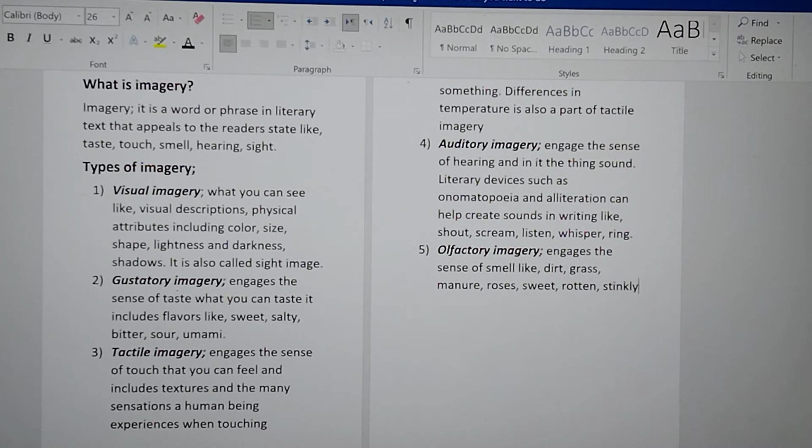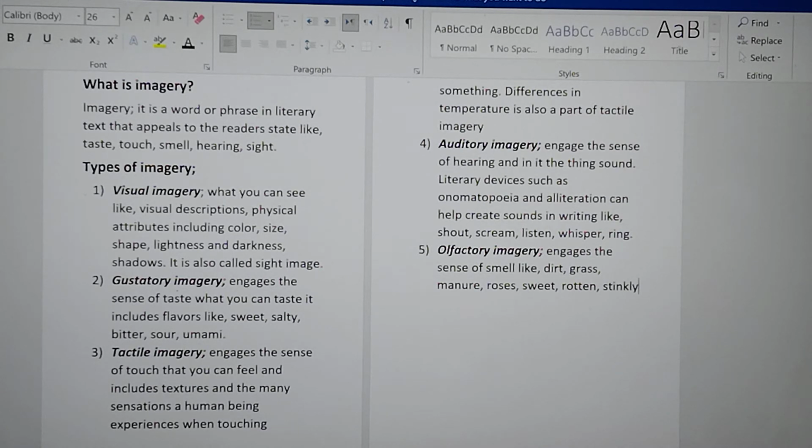And the third one is tactile imagery. It engages the sense of touch, that you can feel, and includes textures and the many sensations a human being experiences when touching something. Difference in temperature is also a part of tactile imagery. So tactile imagery is also called what? It is also called touching imagery.